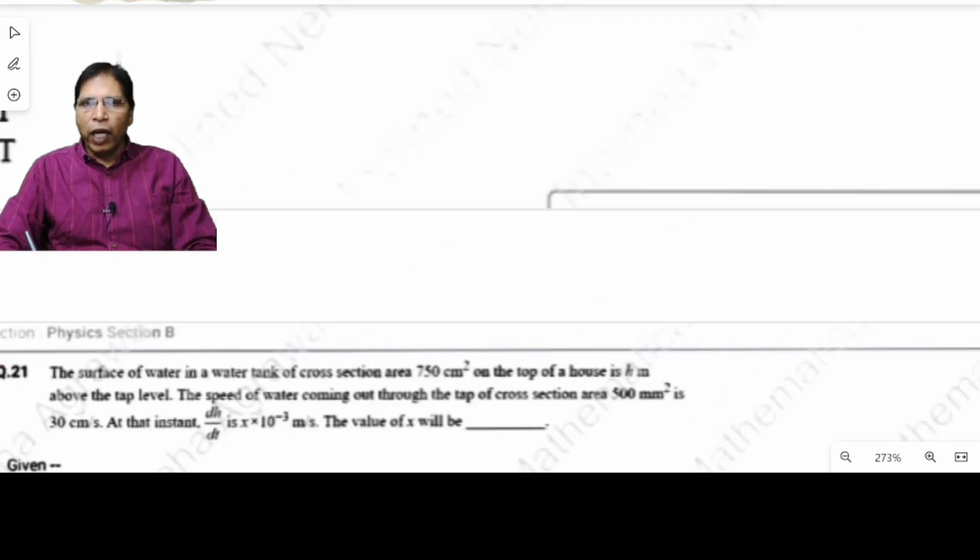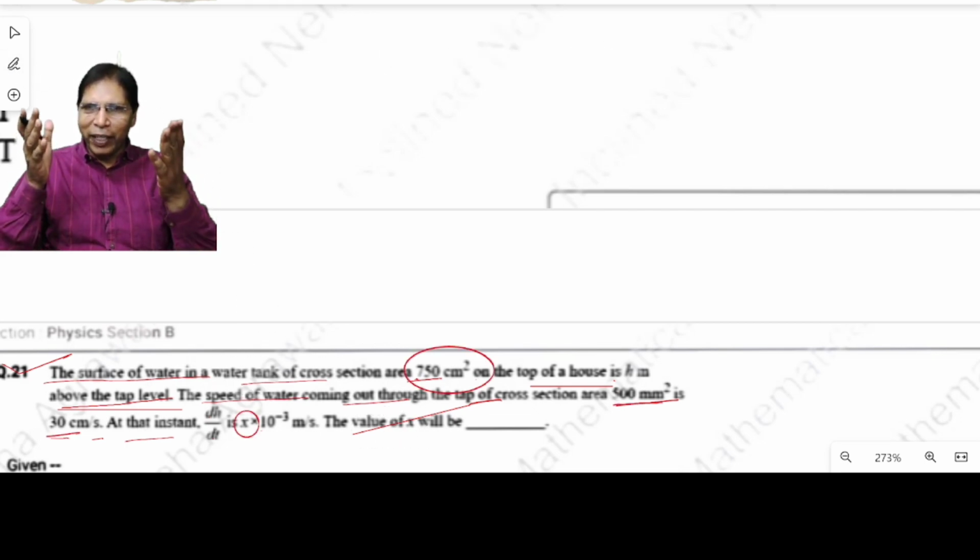Okay. Now look at this question number 21. This is the numerical type question. Now the surface of water in the tank of cross sectional area 750 centimeter square is 1 meter above the tap level. The speed of water coming out through the tap of cross sectional area 500 millimeter square is 30 centimeter per second. At the instant dH by dt equals x into 10 to the power minus 3 meter per second. The value of x is. Now look at this. This numerical is very easy for you.